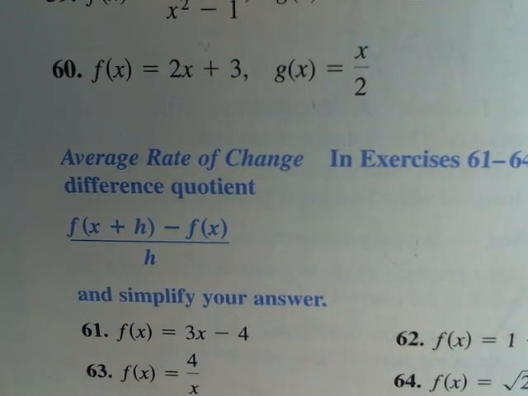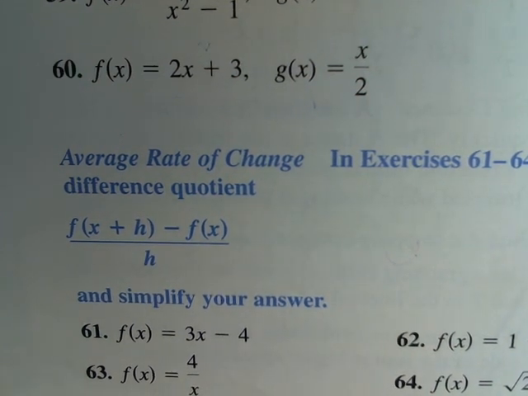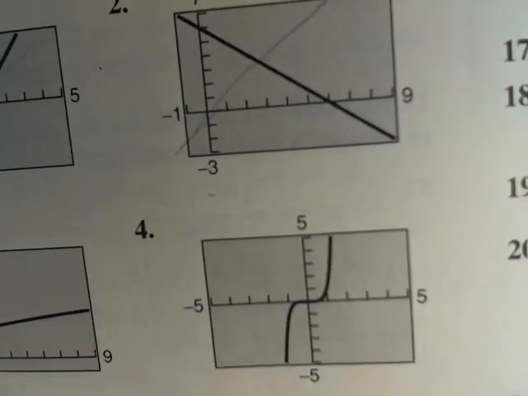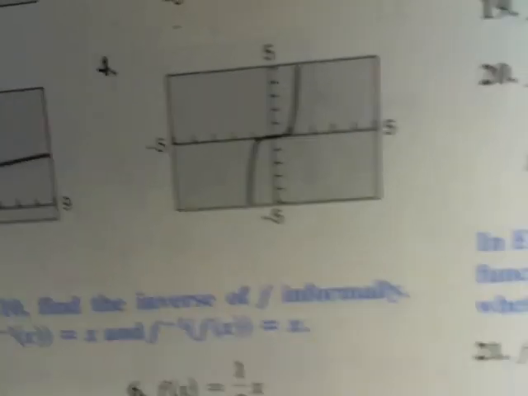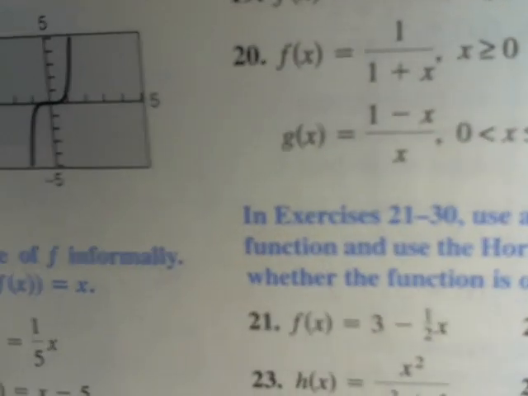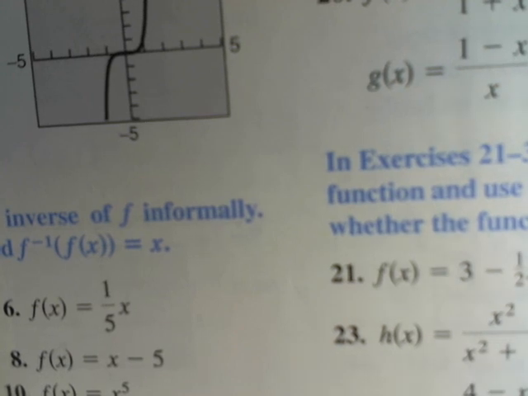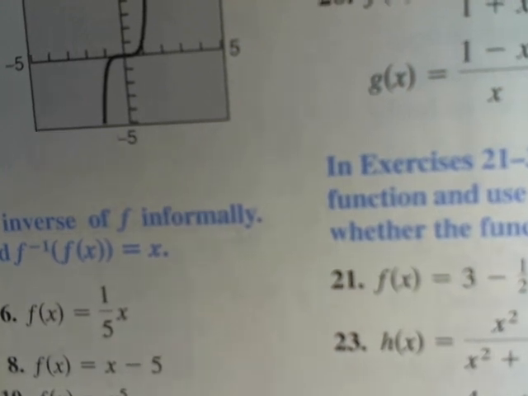The next one is on page 139, number 20. Prove that they're inverses of each other. Well, actually, on number 29, let's see, I'm sorry, what are we on? Number 20.